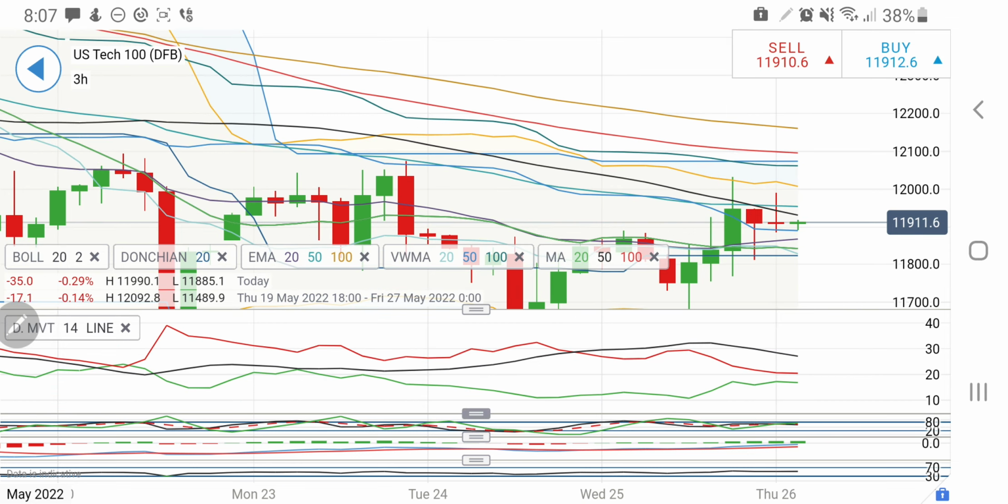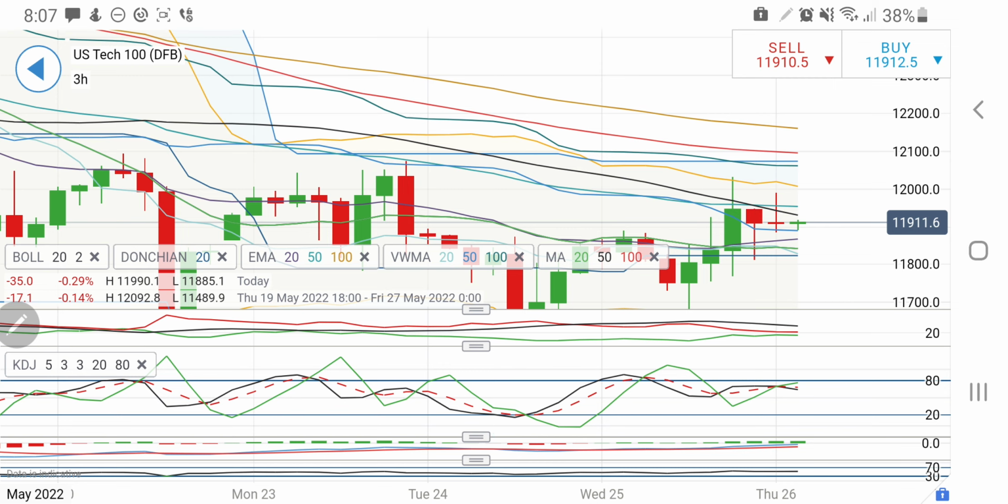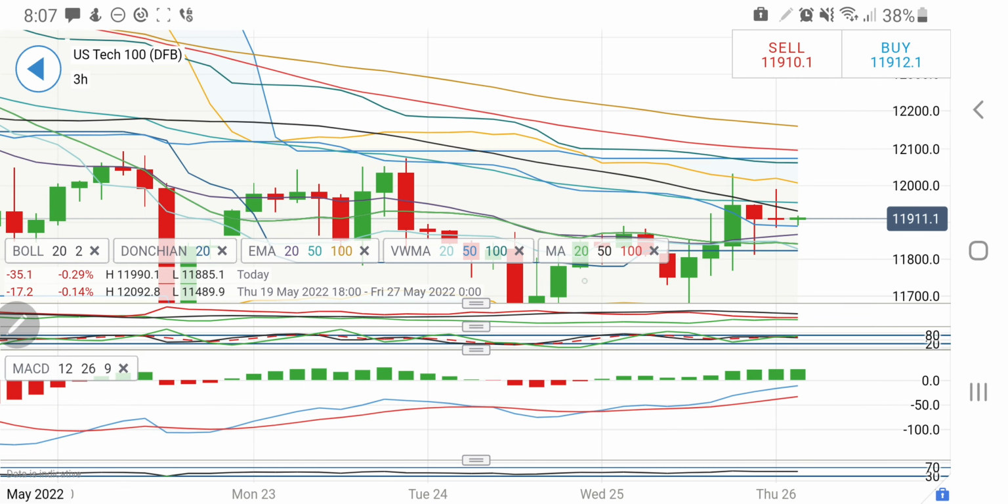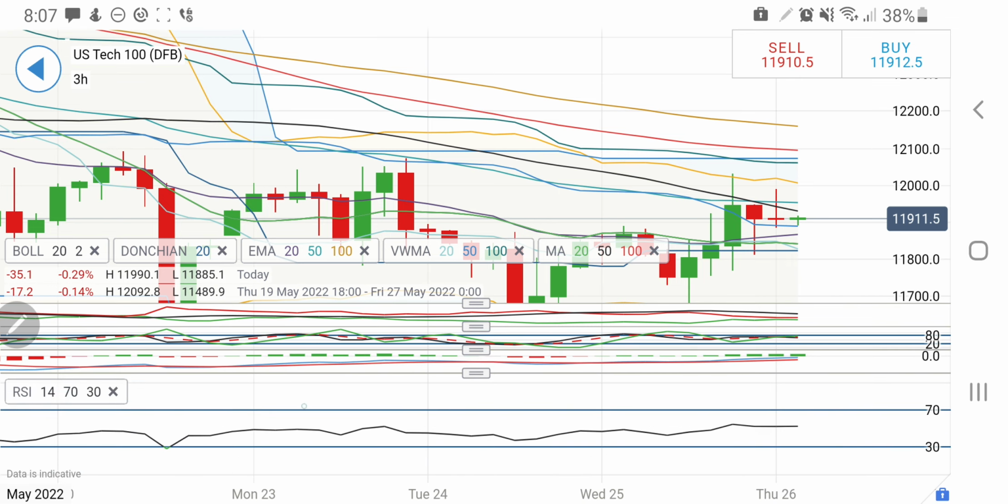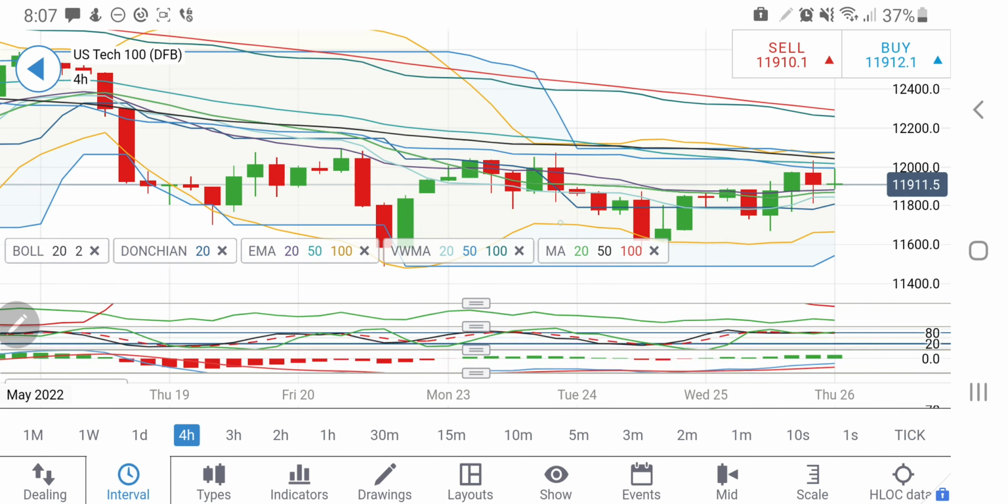Directional movement is still bearish. The stochastic is near to top, crossing for a sell there. The MACD is trading in green and it is divergent, and RSI trading flat, not indicative of anything.